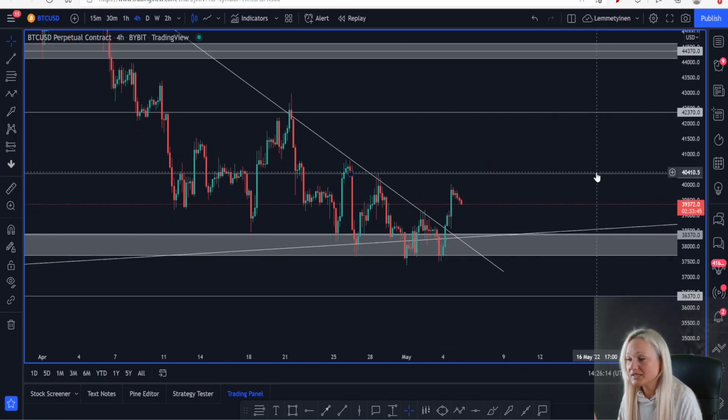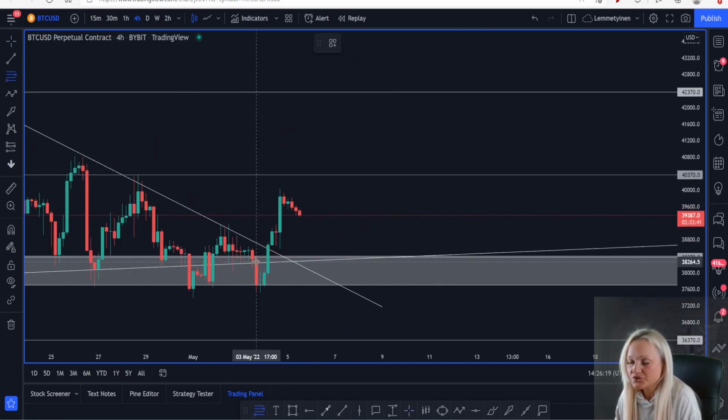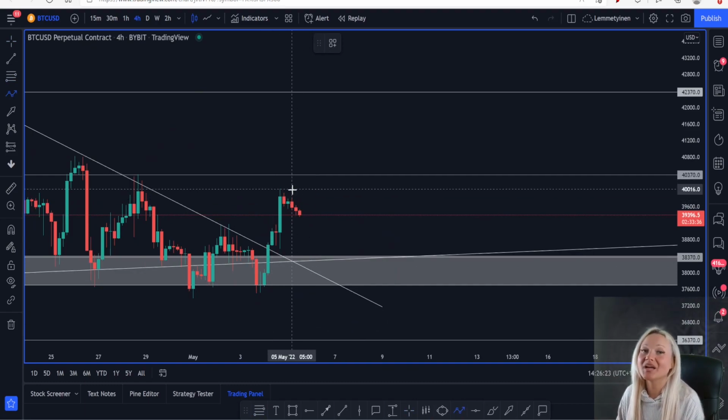So this is exactly how we can see the market at the moment on Bitcoin. We are just waiting for the market to pull back down, as I told you guys, and I'm gonna show you now what I did wrong yesterday.